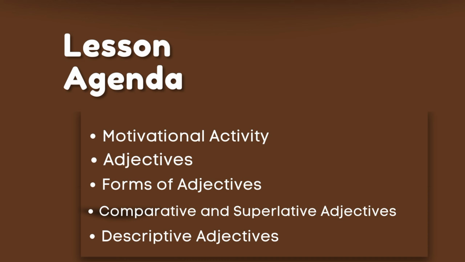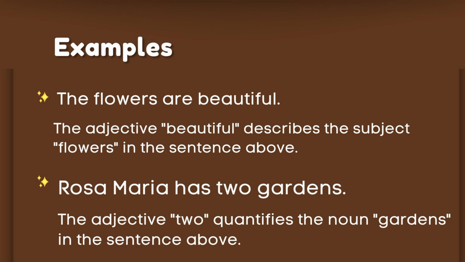For example, the flowers are beautiful. The adjective beautiful describes the subject flowers in this sentence. The second example is Rosa Maria has two gardens. The adjective two quantifies the noun gardens in the above sentence.